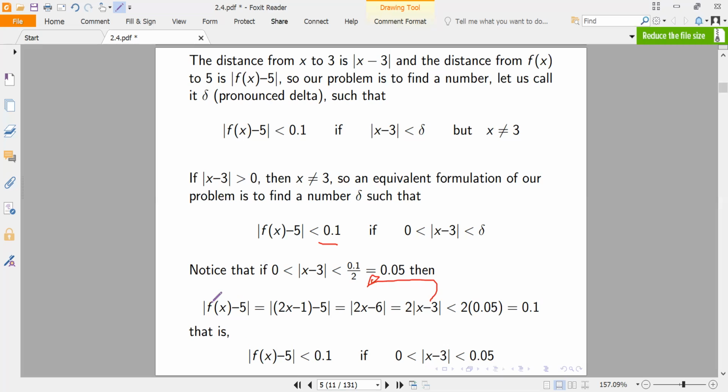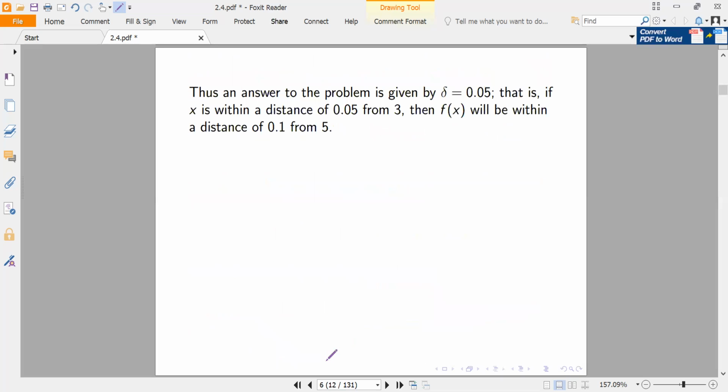So in other words, remember we started with the absolute value of f of x minus 5. What we have here is that the distance between f of x and 5, or the absolute value of f of x minus 5, is going to be less than 0.1, right? So basically the distance between f of x and 5 is going to be less than 0.1 if the distance between x and 3 is positive and is less than 0.05. So basically our delta is 0.05, and comparing with what we have here, our delta is 0.1 divided by 2. So our guess was correct.